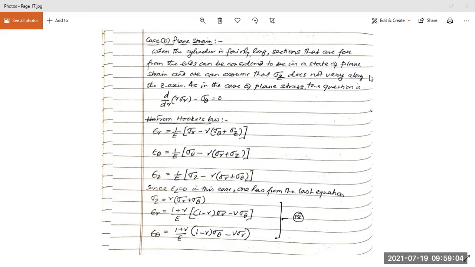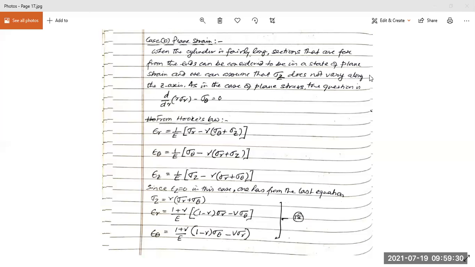Similarly, epsilon z, the strain in the z direction, is equal to 1 by E times sigma z minus gamma into sigma r plus sigma theta, where sigma r, the radial stress, and sigma theta, the circumferential stress, act normal to the line of action of sigma z. So they create a Poisson's ratio effect and reduce the strain created by the effect of sigma z.